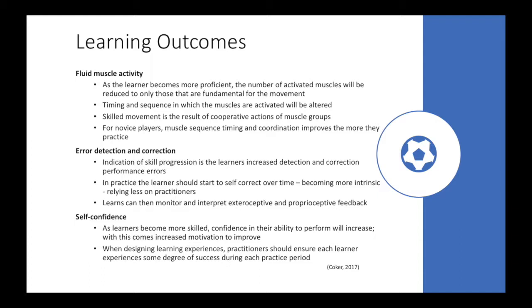The learning outcomes for John include fluid muscle activity. Skilled movement is the result of cooperative actions of muscle groups. Error detection and correction: an indicator of skilled progression is an increased ability to detect and correct performance errors. And self-confidence improvements. As the learner becomes more skilled, their confidence in their ability to perform will increase.